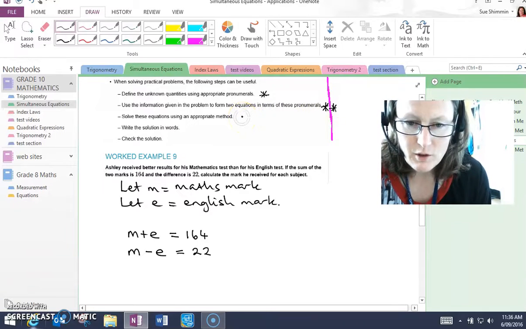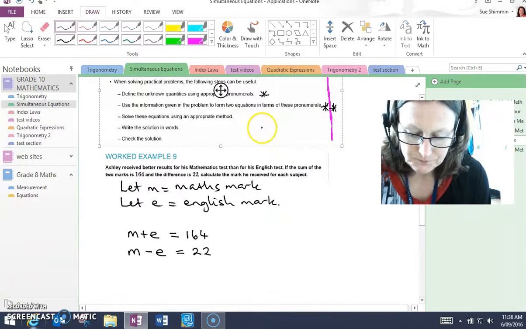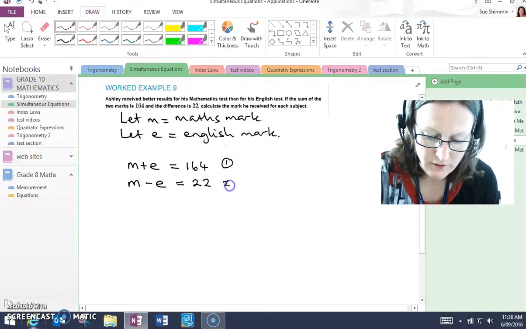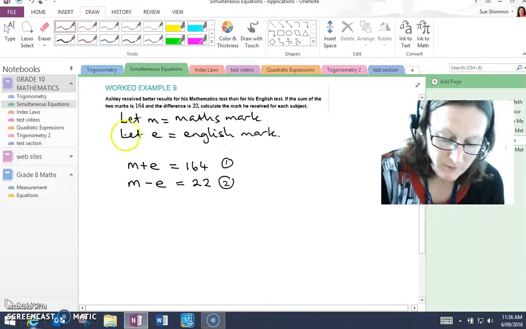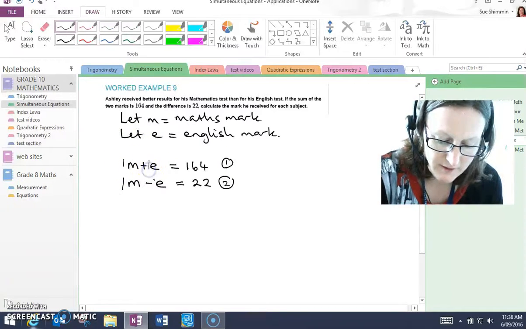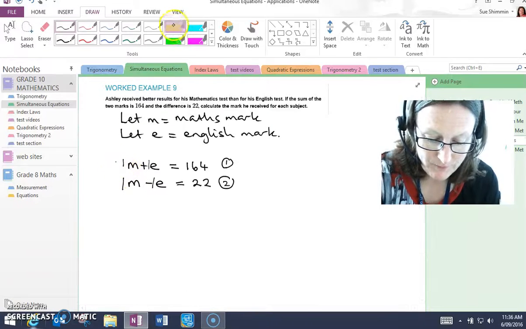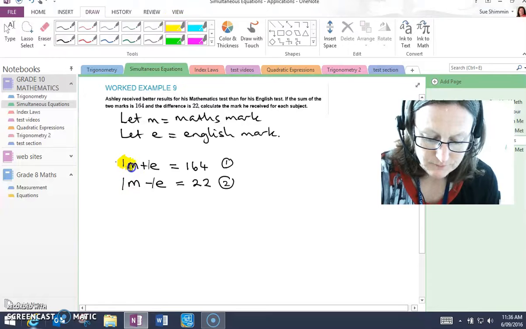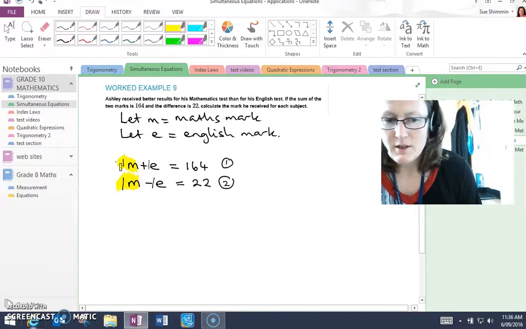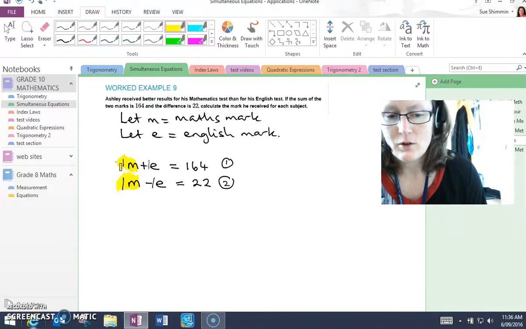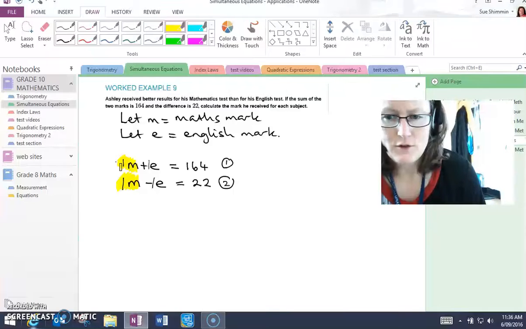Solve these equations using an appropriate method. So I'm going to do equation 1 and equation 2. Now it might make it easier for you to realise that these are 1s here. When there's nothing there, it's not a nothing, it's a 1. So I'm going to highlight the M's because they've both got the same coefficient. Some of you might say, hey, you can highlight the E's, they've both got the same coefficient, and you can. You'll end up getting the same answer just using a different method.